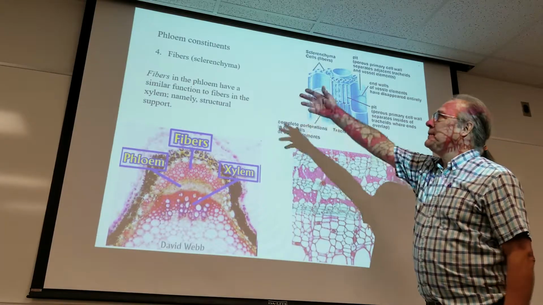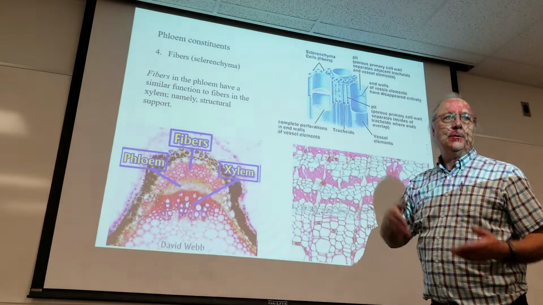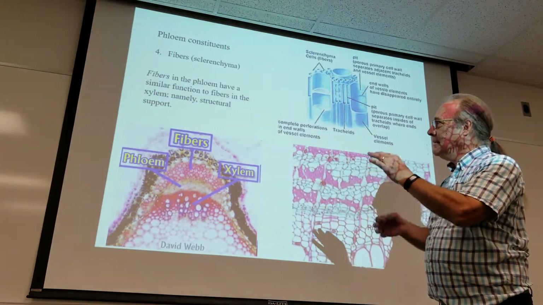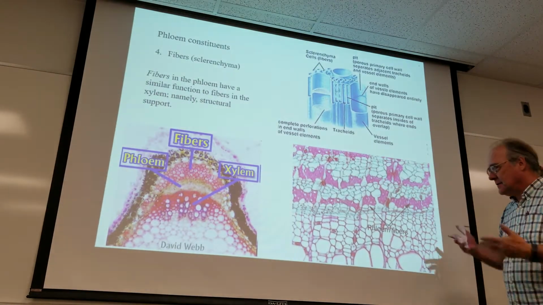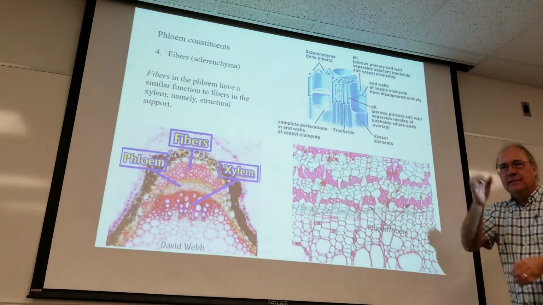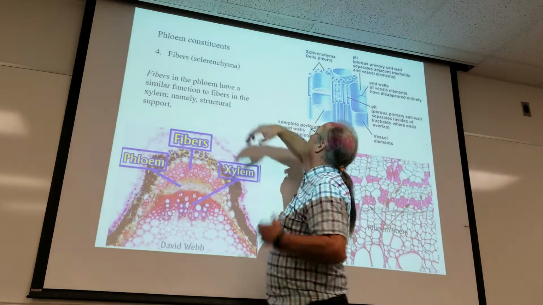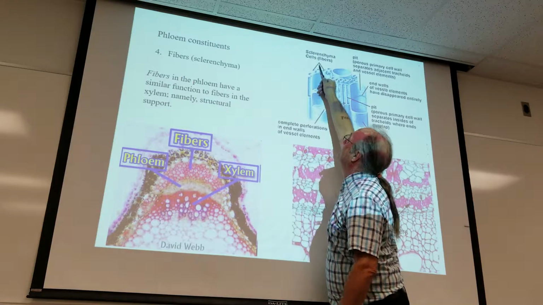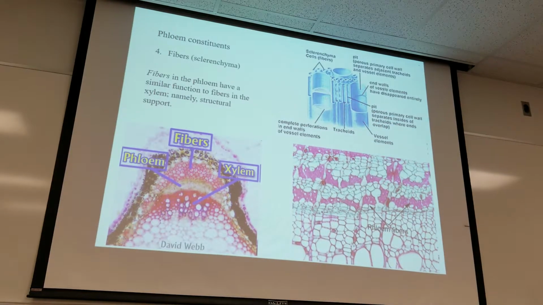The other constituents in the phloem are fibers. These provide structural support. They're also dead. They have thick, highly lignified cell walls. They're strong. They just provide some support to the whole vascular system. Sometimes the sclerenchyma cells are the same as fibers.